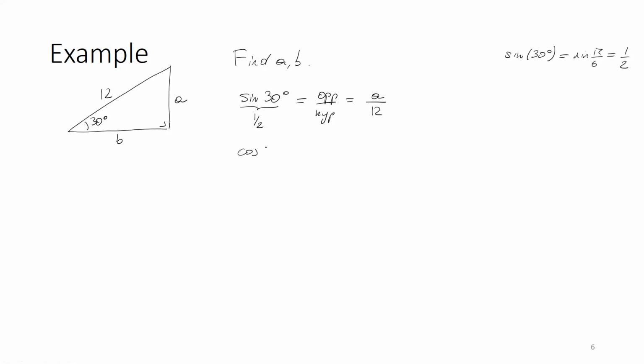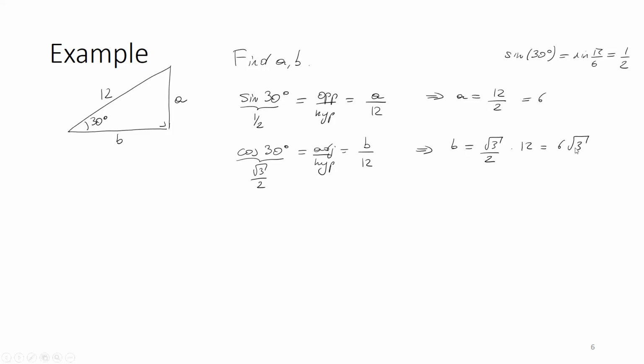And conversely, I have cosine 30. That's the adjacent over the hypotenuse. So that's B over 12. And cosine 30, that's square root of 3 divided by 2. And now from the first expression, I will get that A is equal to 12 divided by 2, so 6. And from the second expression, I get B is square root of 3 divided by 2 times 12. So that is 6 times square root of 3.